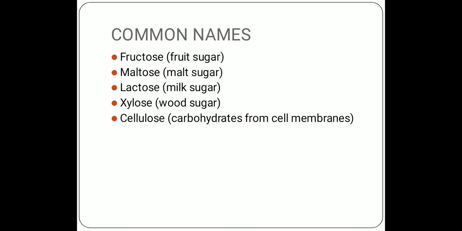Some common names of carbohydrates. Fruit sugar is known as fructose, malt sugar as maltose, milk sugar as lactose, wood sugar as xylose, and the carbohydrate from the cell membrane is known as cellulose.